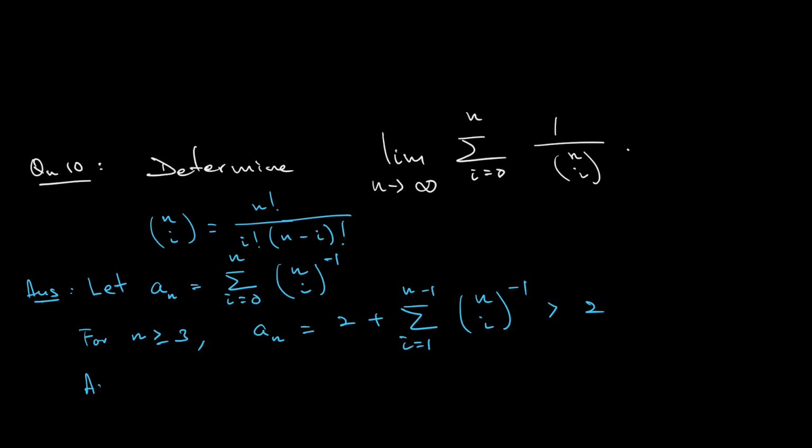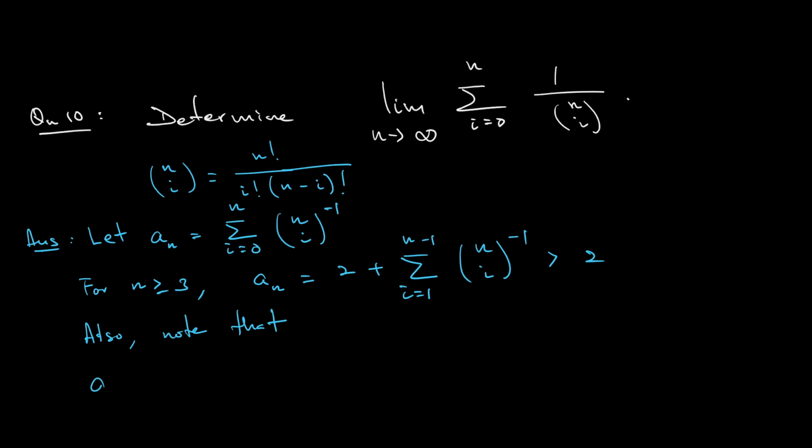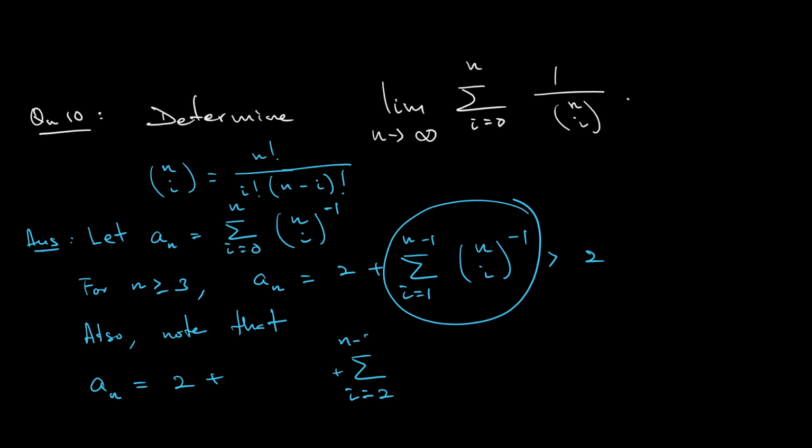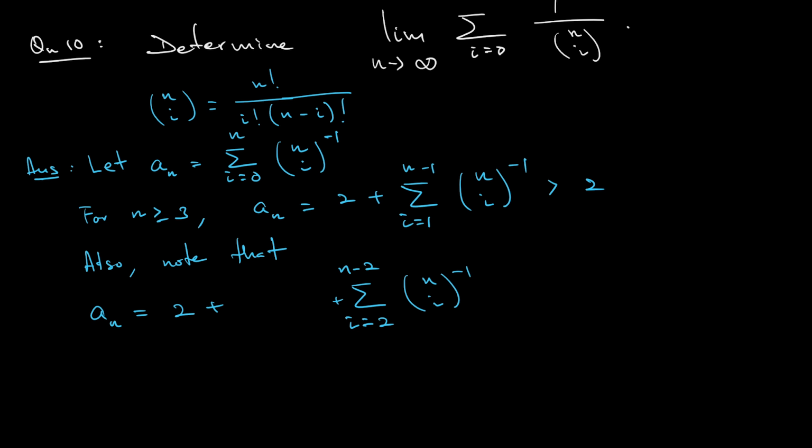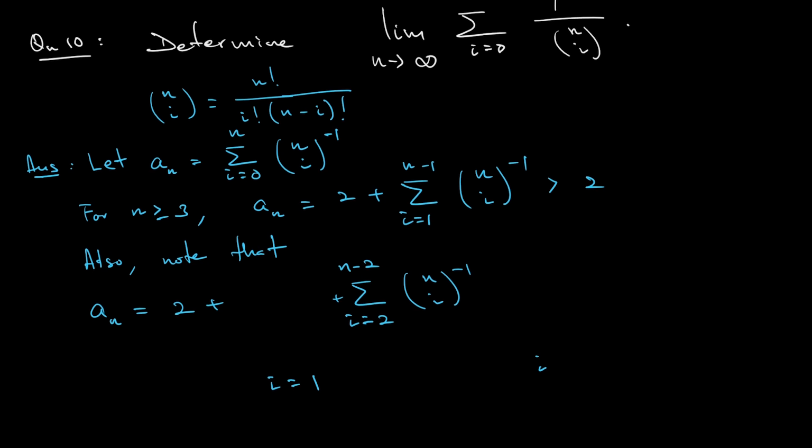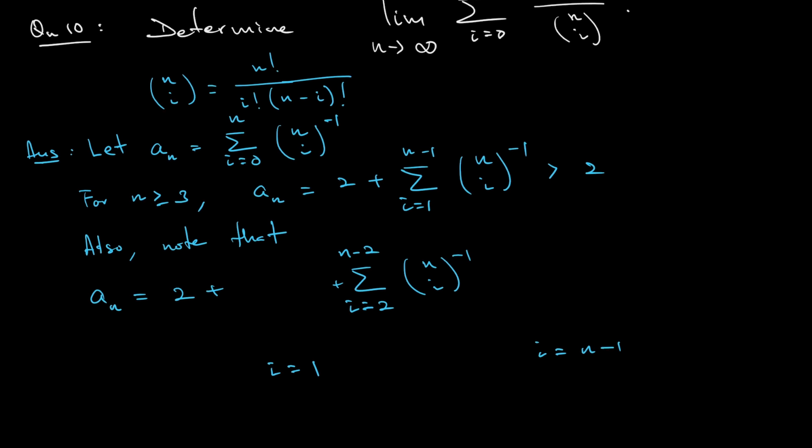Also, we know that a_n is equal to 2 plus, again, this thing, if I only start from 2 all the way until n minus 2. What am I missing? I missed the term when i is equal to 1 and i is equal to n minus 1, isn't it? Alright.